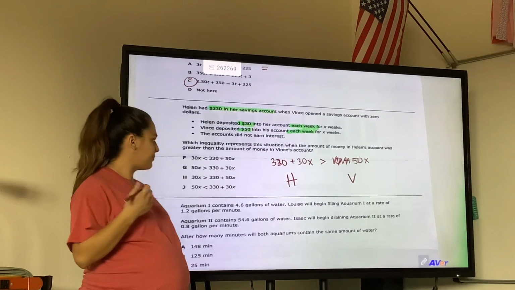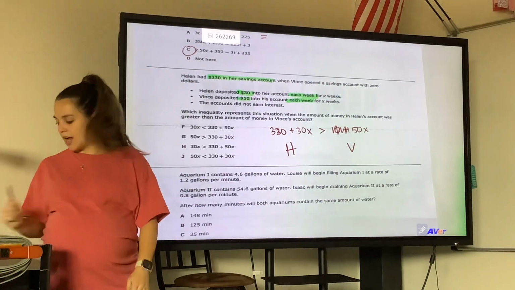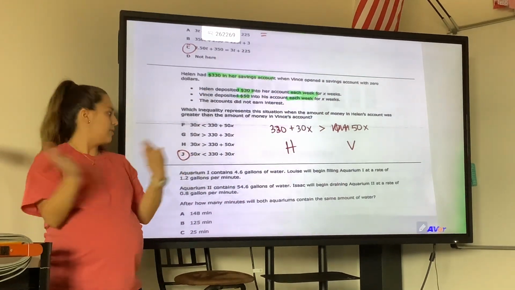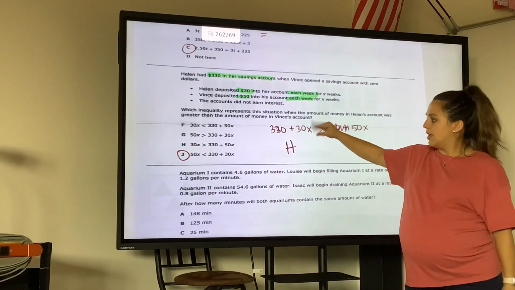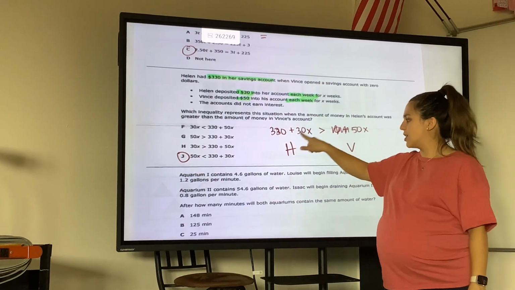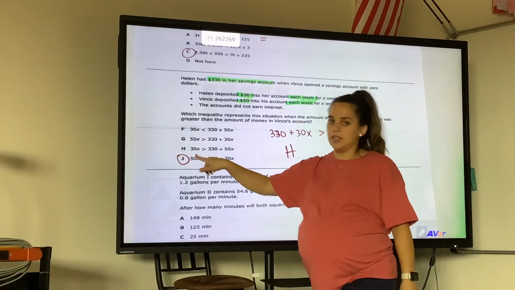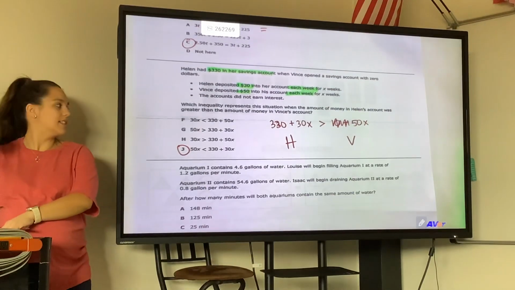This is the reason. D or J down here is actually the same exact thing that I wrote, just in the backwards format. Like I basically switched everything around. The alligator mouth is still eating Helen's numbers, and Helen's numbers are 330 plus 30x, and then Vince's numbers are 50x. So there we go on that one. That is the answer. Let's keep going.